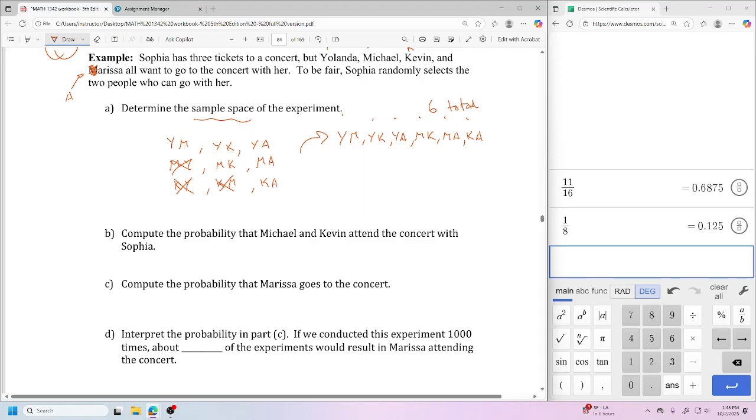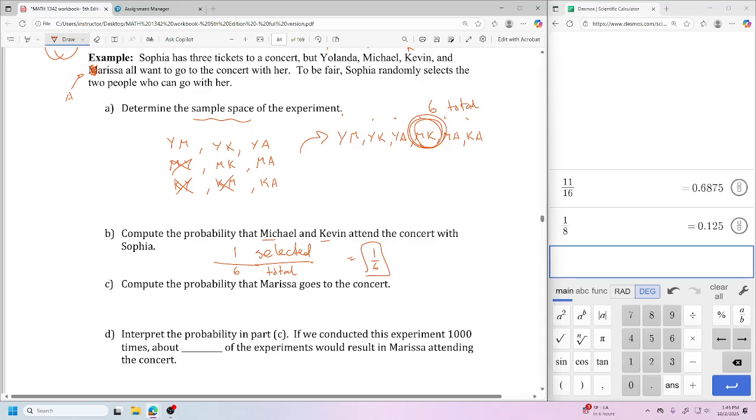Here we go. So it says compute the probability that Michael and Kevin are going. So I want Michael and Kevin, and that's it. Michael and Kevin, MK, right there. So how many selected did I have? It's selected over total. So what was my selected? 1. What's my total? 6. So the answer was 1/6, right? Easy.